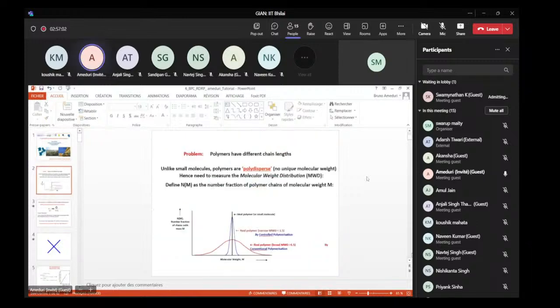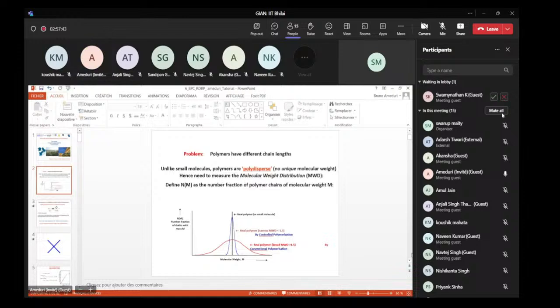Today, because we have to introduce the problem, if you consider polymers, they have different chain lengths. And because they have different chain lengths, according to the way they are prepared, they can have a huge polydispersity or a narrow polydispersity. According to the application you are looking for, you need to control this dispersity. For instance, if you are looking for mechanical properties, it's better to have a wide polydispersity than a narrow one, because all the chains will act and play their role.